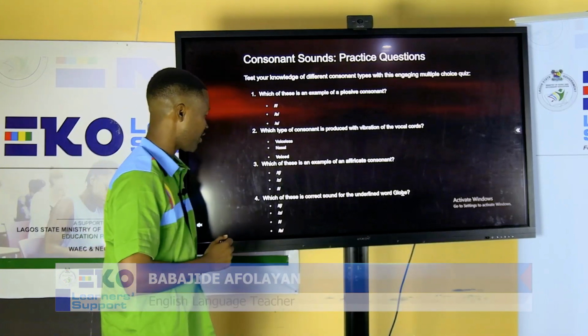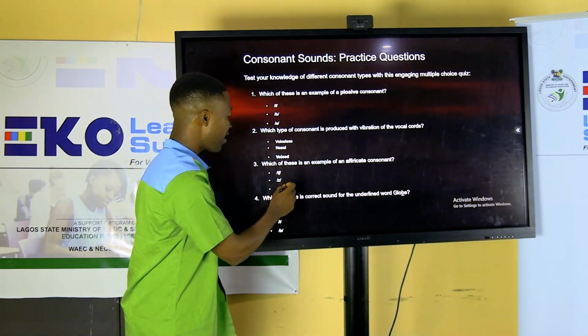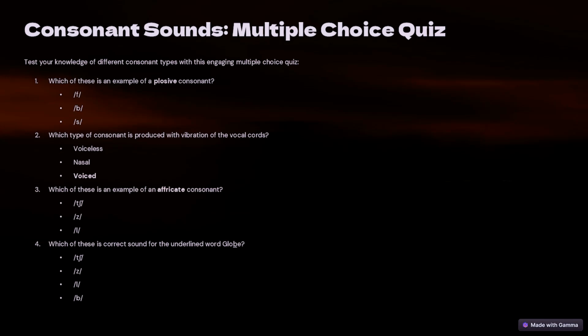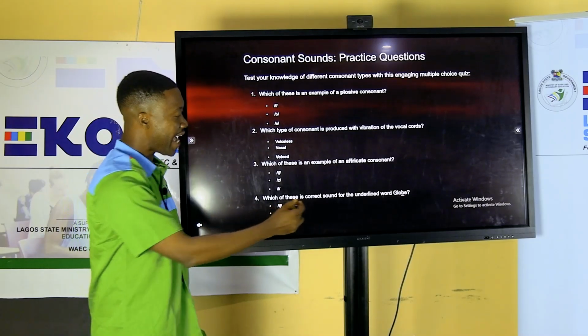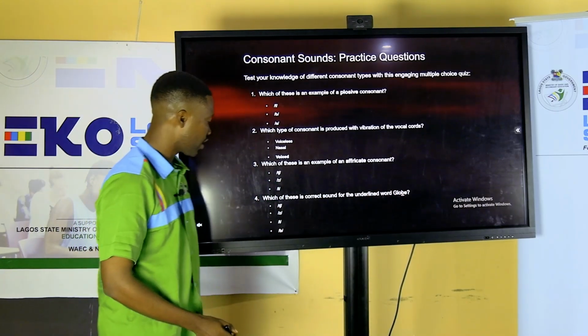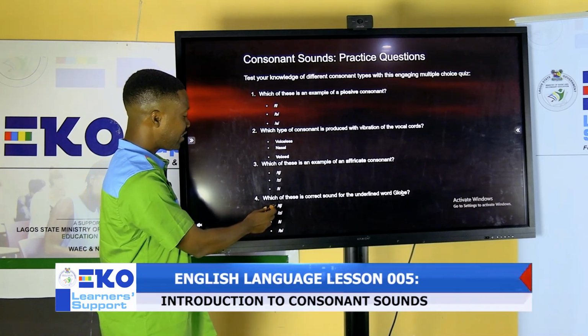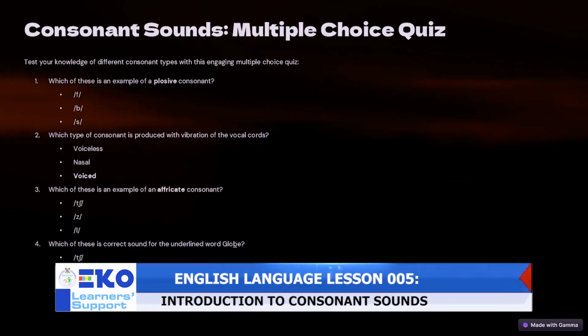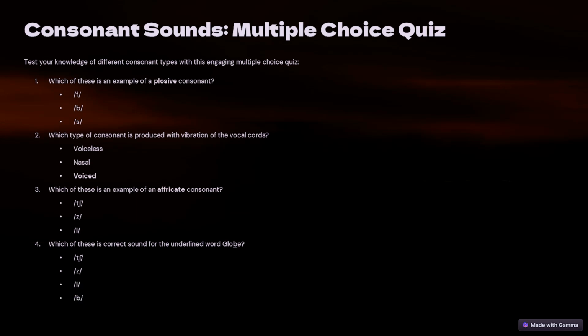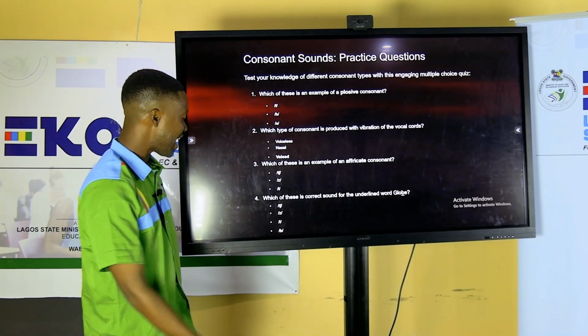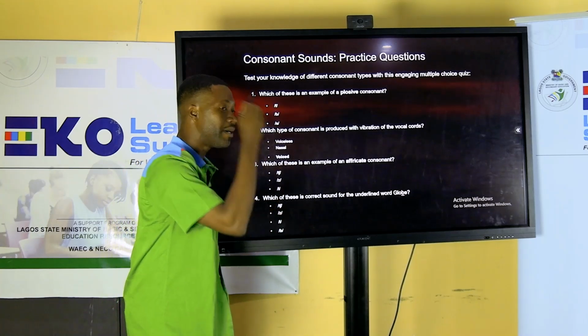And the last question: which of these is the correct sound for the underlined letter in the word globe? Is it the sound ch? Is it the sound z? Is it the sound l or the sound b? Which is correct? And the correct answer is the sound b.